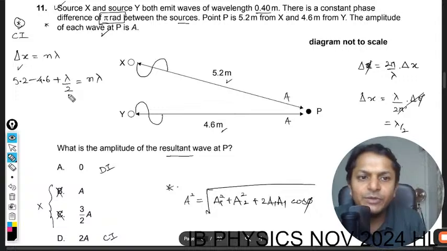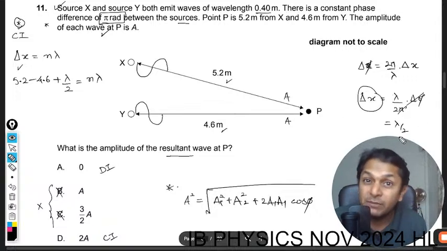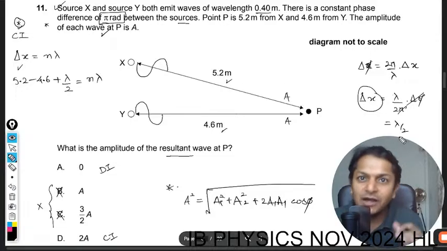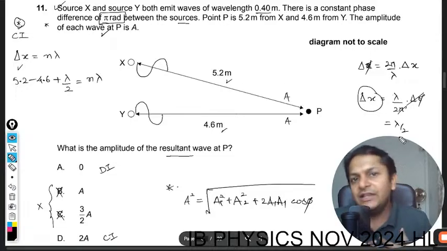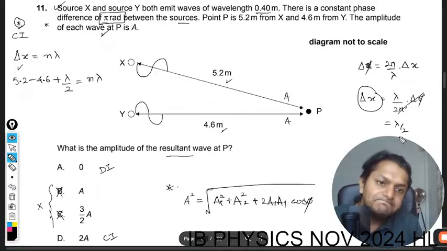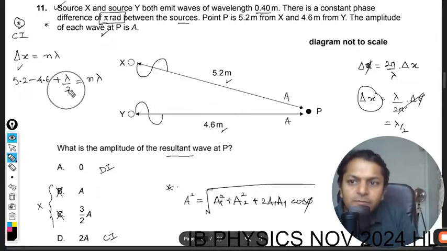In IB, I don't believe that you would be getting a path difference which is different from either 0, pi, or lambda by 2. It cannot be other, like lambda by 3. I believe IB will not be doing that. But nobody knows it. So we move with this.